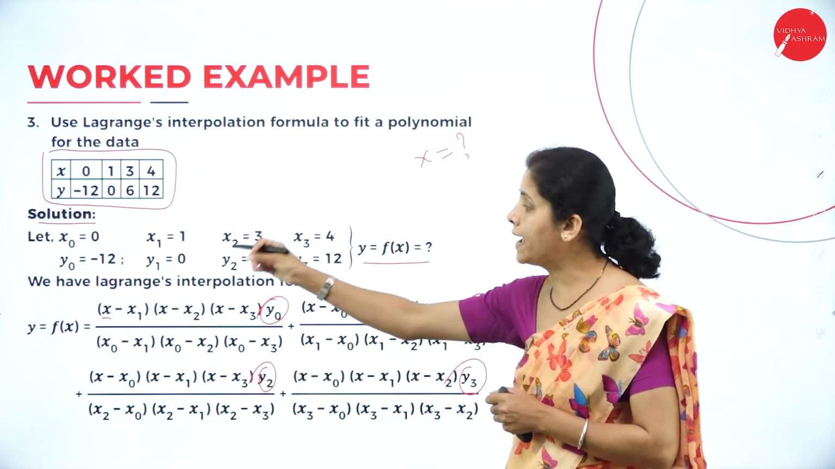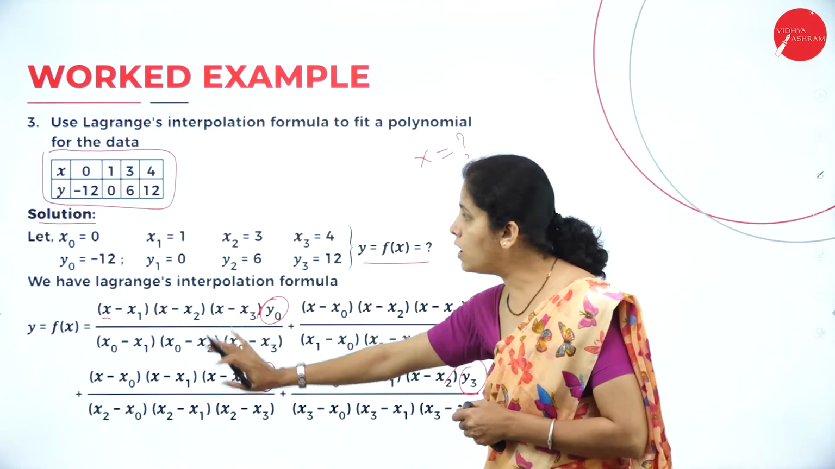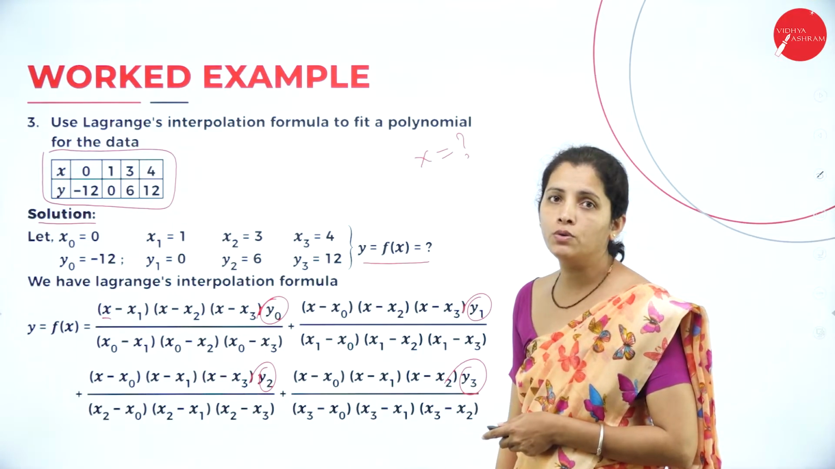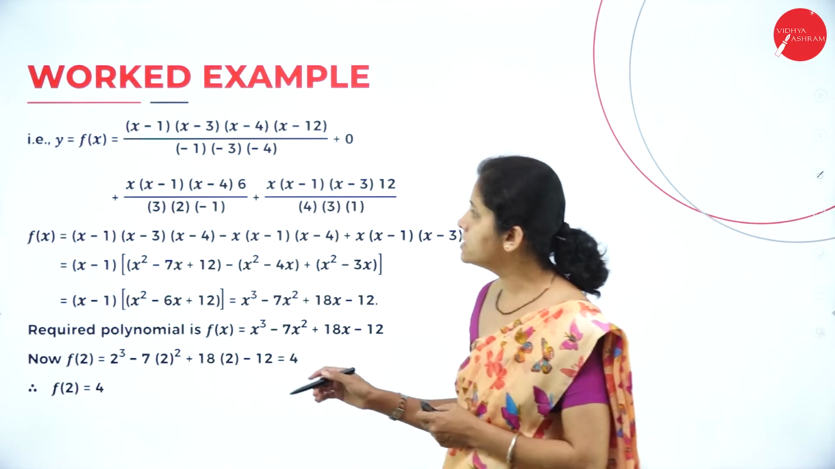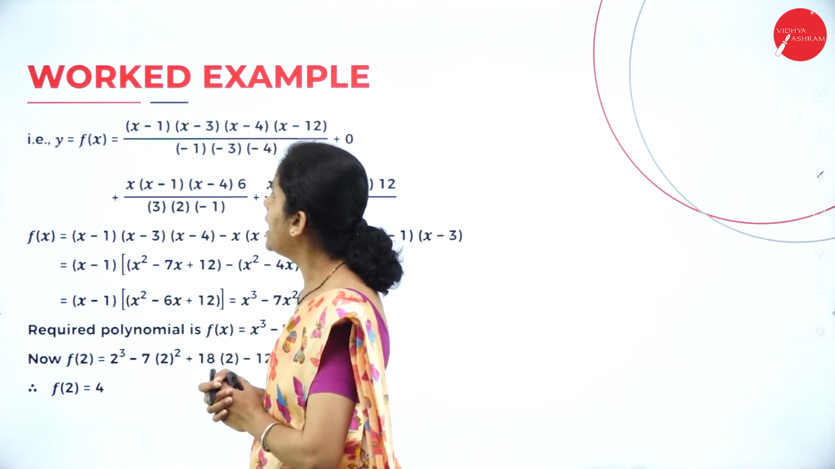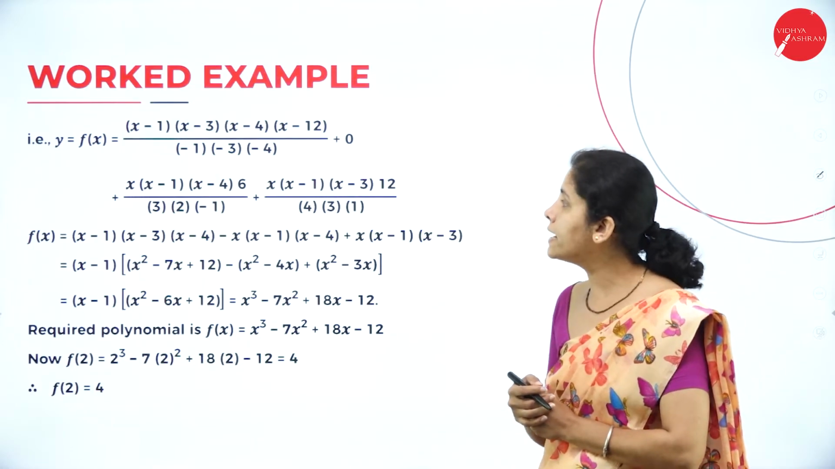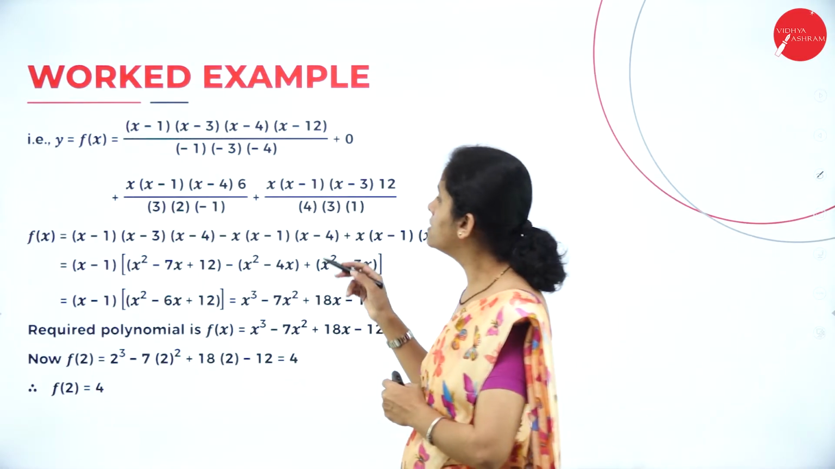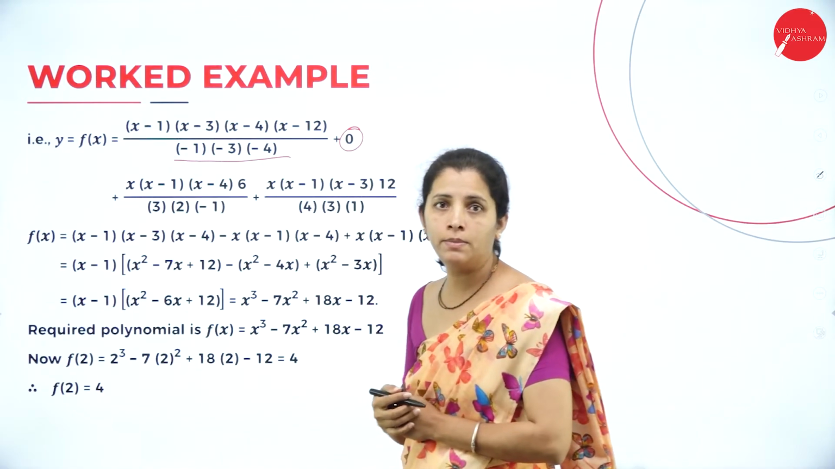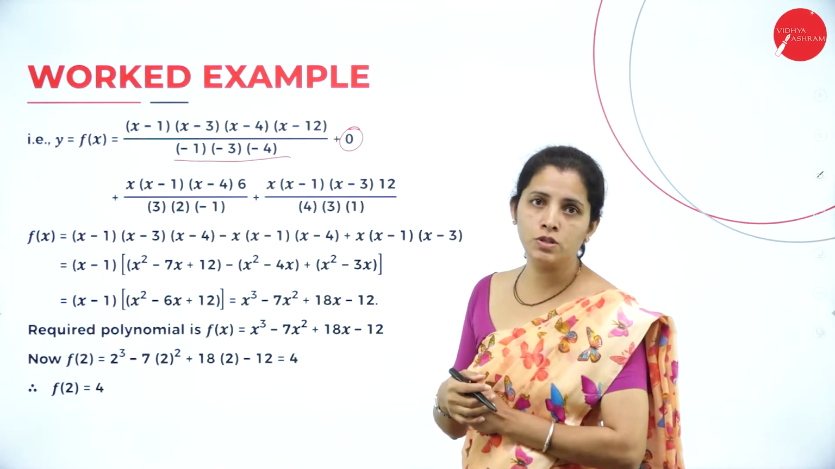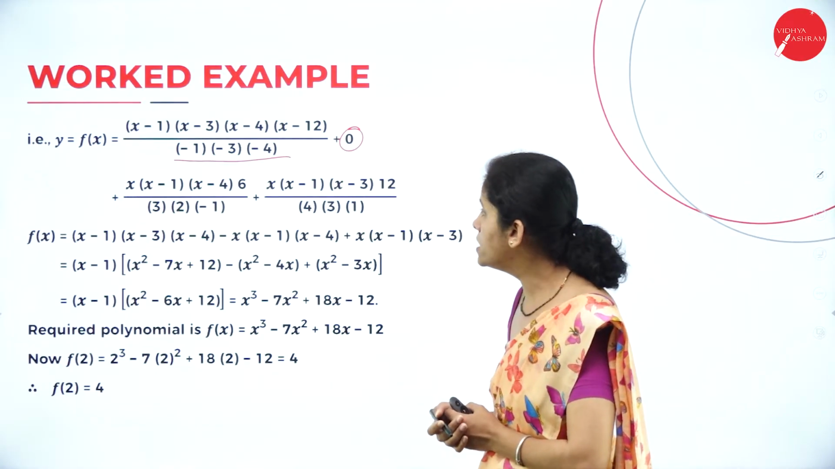So in the place of x, I'm going to write x itself. Except x, for all the remaining I have the data and I'm going to substitute the values for all the fields. Now, see here, after substituting x minus 1, x minus 3, x minus 4 and x minus 12. And see here, it is 0. That means when y0 equal to 0 and I multiply, everything will become 0.